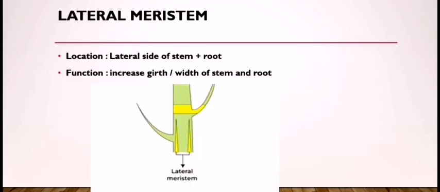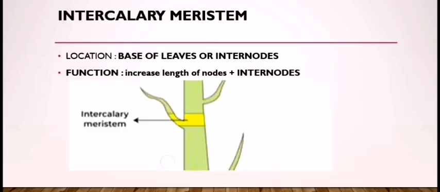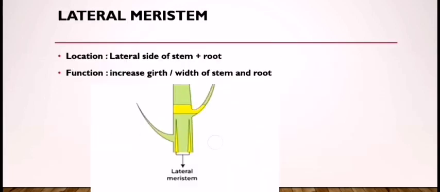Lateral meristem is present in the lateral side of the stem and root, and its function is to increase the girth. Girth is also called the width of the stem or the root. So this was about meristematic tissues and their different types.